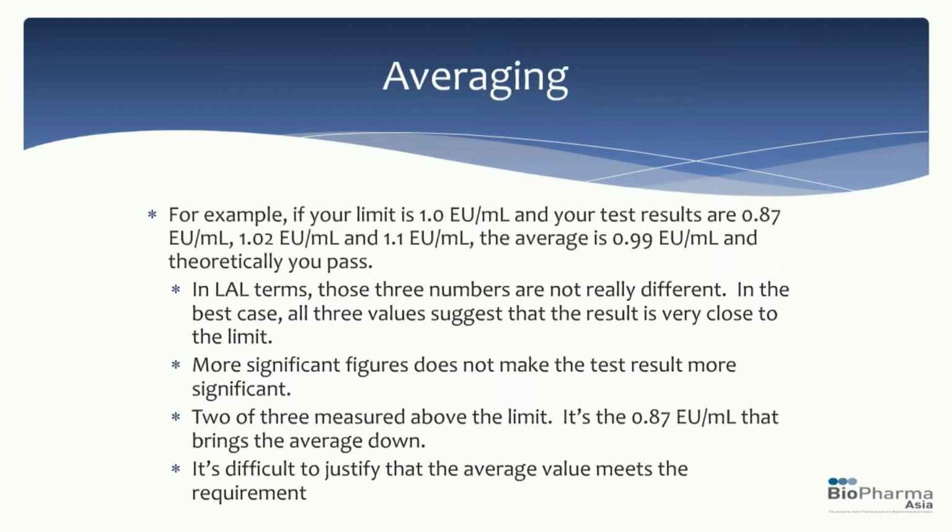So in our case here, we had 2 out of 3 that were above the limit and 1 that was below the limit. Regardless of where that average is, we have to look at those 3 values and say that we're very, very close to the edge. And so should this product pass or should this product not pass?